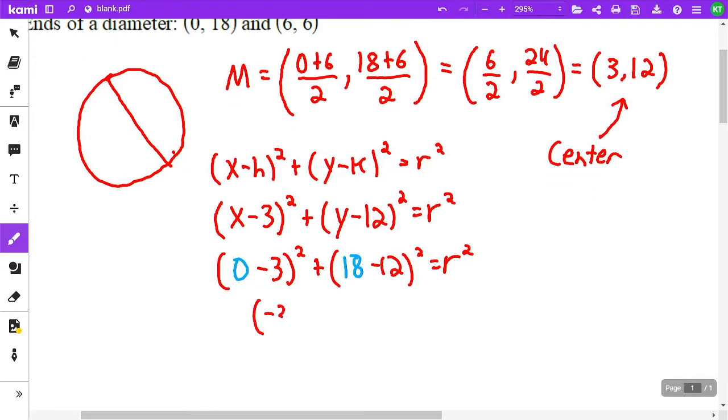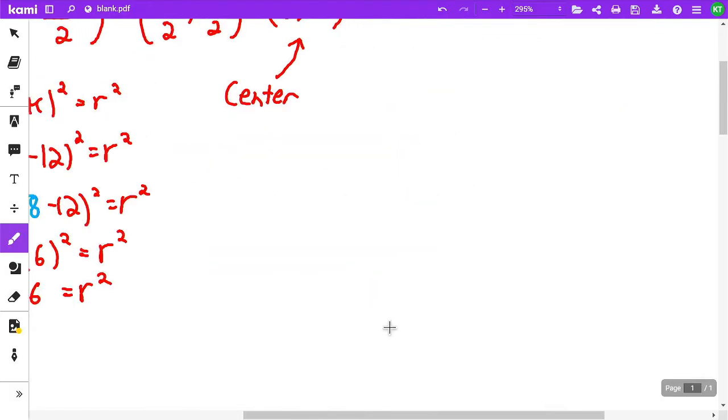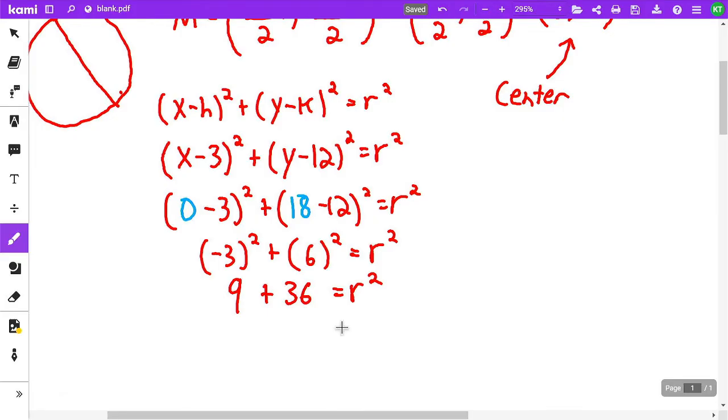That will give me negative 3 squared plus 6 squared equals r squared. Negative 3 squared is 9. 6 squared is 36, equals r squared. So my r squared is going to be equal to 45. Now, I don't have to take the square root of anything to get my r because, again, in our circle equation, we need r squared.